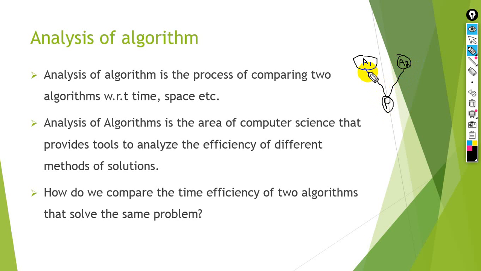So now we have a problem and both of the algorithms are solving the same problem. Algorithm 1 solves this problem and Algorithm 2 solves this problem. Now what is our work? What is an analysis of algorithm? Analysis of algorithm means that we compare these two algorithms for this problem, to see which algorithm will solve this problem and will take less time and less space.